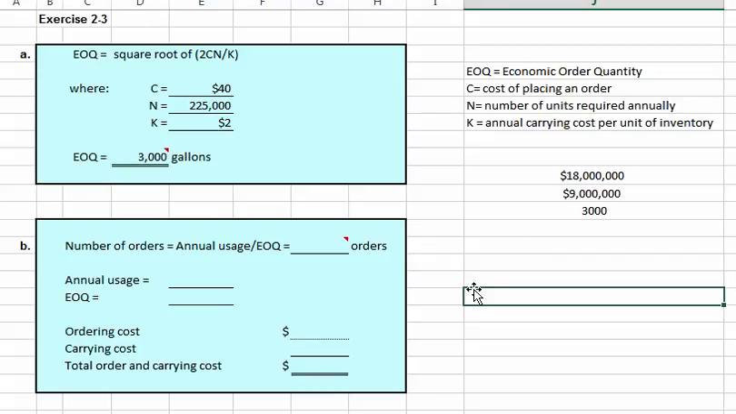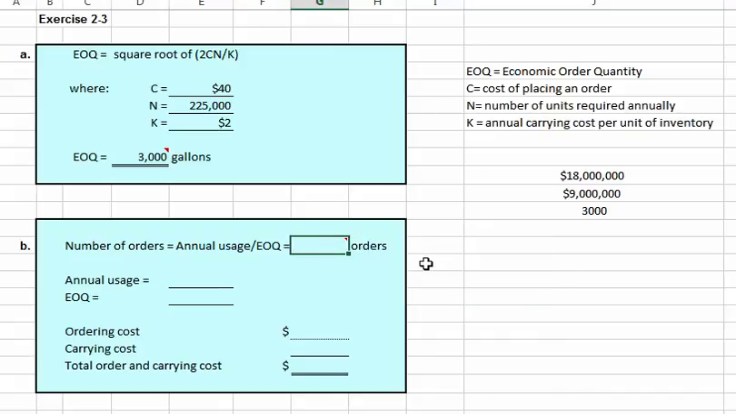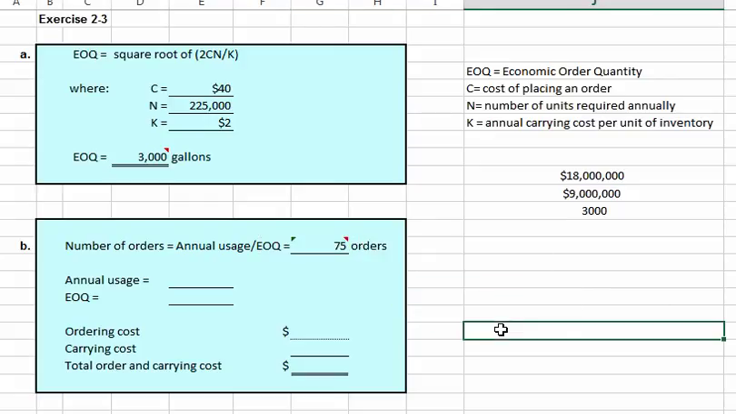And then in B, they first want to know how many orders we are going to place during the year. Well, if we're going to order 3,000 gallons every time we place an order, and for the year we need 225,000 gallons, that's just going to be 225,000 divided by the number of gallons we're ordering each time. That means we're going to have to place 75 orders during the year. 3,000 gallons each order.